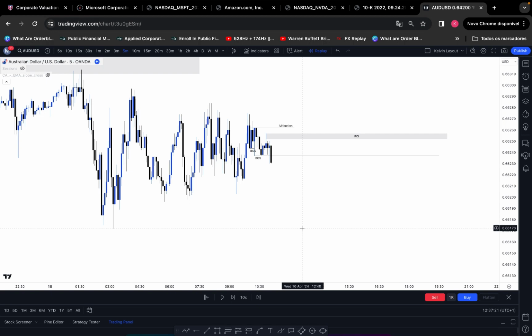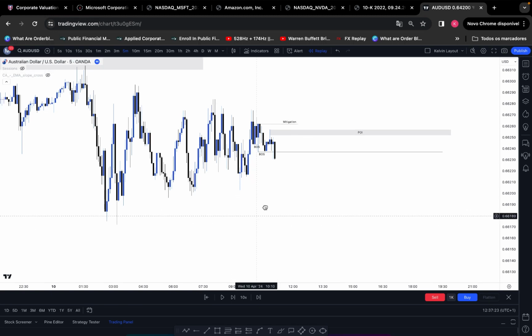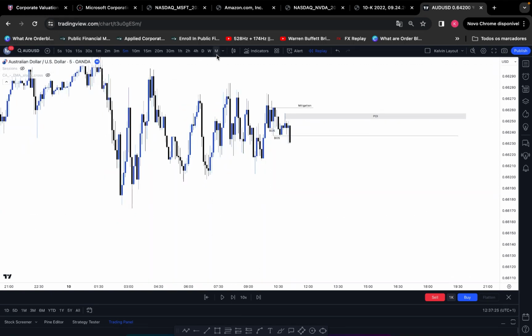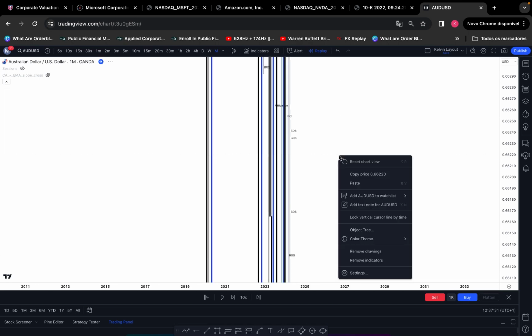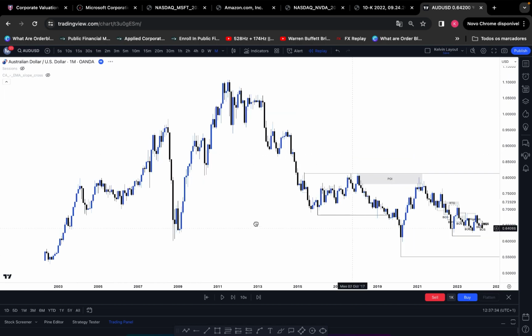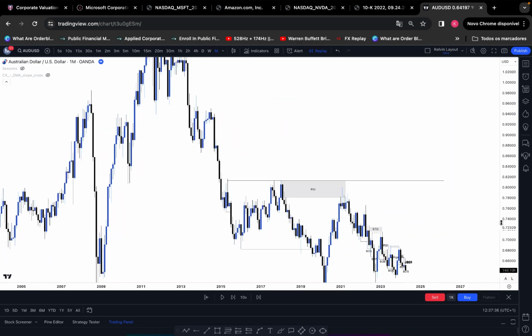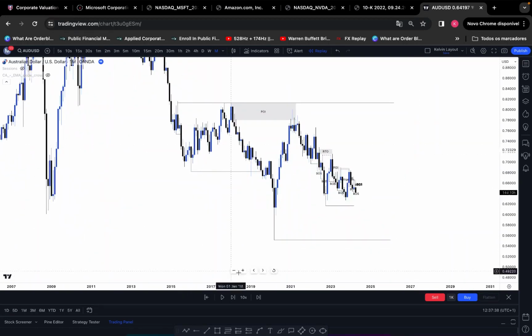All right, okay. So let's start quickly with AUD-USD, I mean Aussie dollar, right? Which was the trade that I caught. Let's go down to the monthly time frame. We want to understand what's the overall higher time frame intention on Aussie dollar.